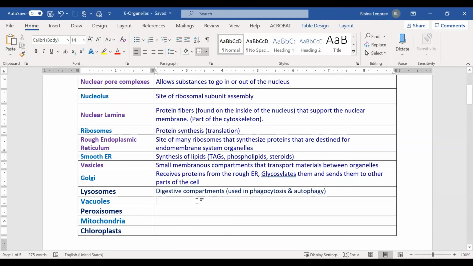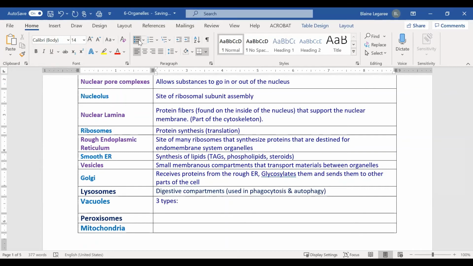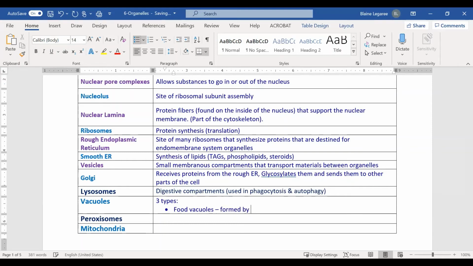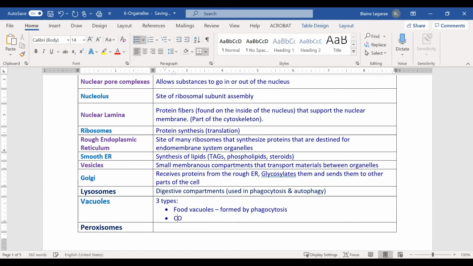Vacuoles, so three types to know. What were they? We had food vacuoles, and these were formed by phagocytosis. We had contractile vacuoles, and these pump water out.